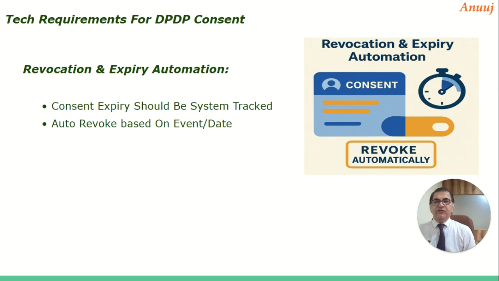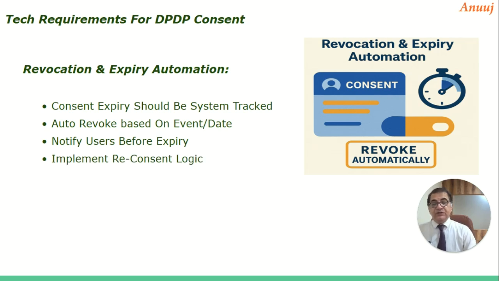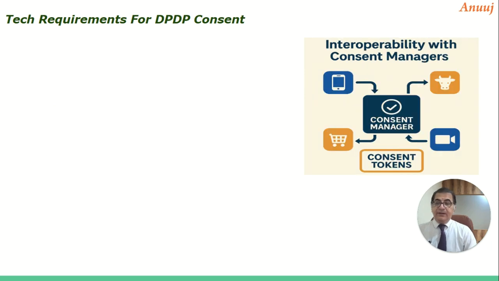Like you say, I collect your information for 3 months, or I collect your information and I'll retain it for 3 months at the end of the project, right? So whatever event you have defined, whatever date you have assigned, the consent should get revoked automatically when it is about to expire. Then you should notify the user so that if he wants, he can log in and give another consent, right? So there has to be a logic for reconsenting.